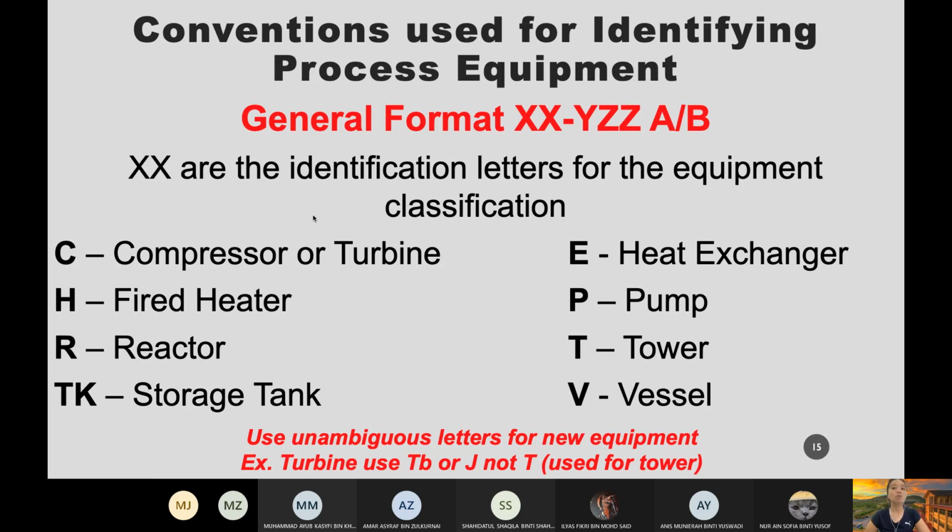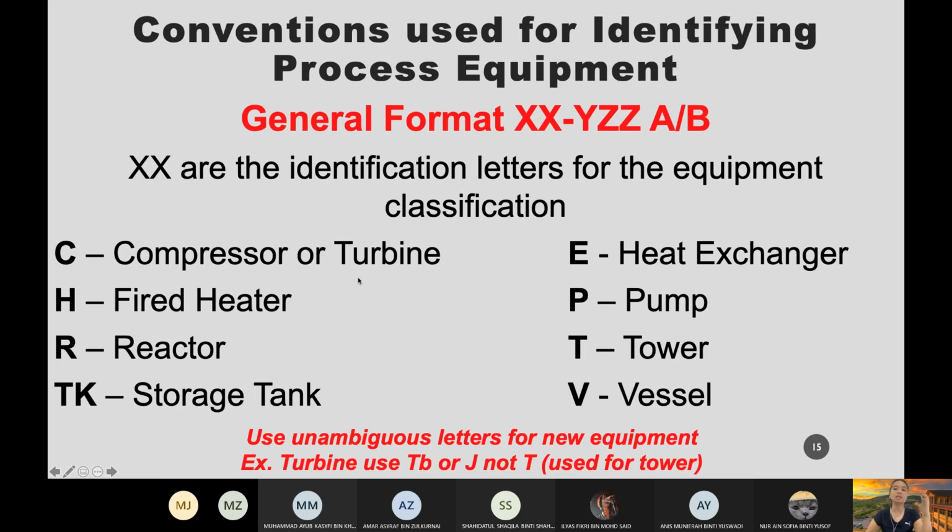Okay, next. We want to name the equipment. Penamaan equipment bukan sebarangan. You have specific standard to it. Okay, so the specific standard dia akan bermula dengan format dia XX, Y, ZZ, A/B. Apa maksud XX? Apa maksud Y? Apa maksud ZZ, A/B? I will explain. First, on the XX. XX is to identify letter for the equipment classification ataupun kita nak categorizekan equipment tu bawah kelas apa. So the main class are compressor, turbine.